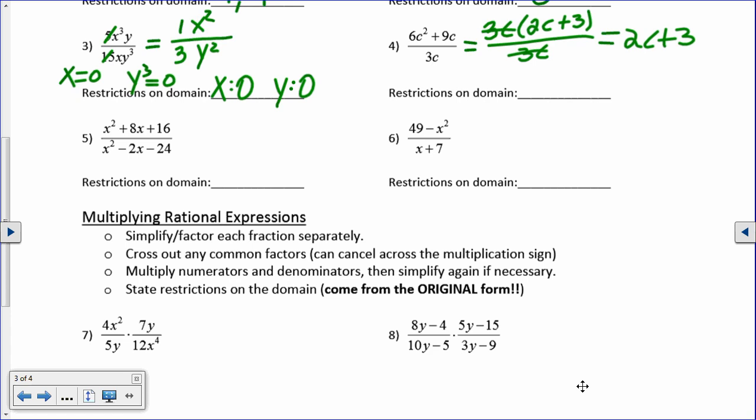Now go back to before you canceled. I did have a denominator, 3C. That's a monomial. So what number would not be allowed? A 0. Alright?